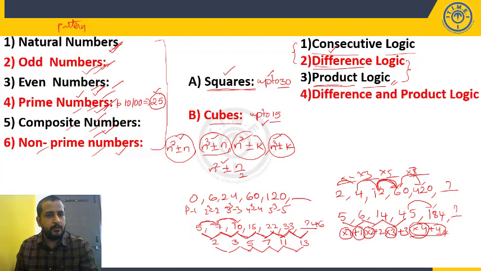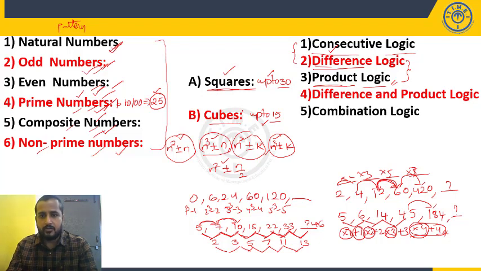It can be even, odd, prime, composite, non-prime, or it can be squares, it can be cubes also. Everything is possible. Just observe the approach I am giving for answering the questions. Next, combination logic. These kinds of questions also come under combinations: n square plus or minus n, n cube plus or minus n. Nothing much about that.